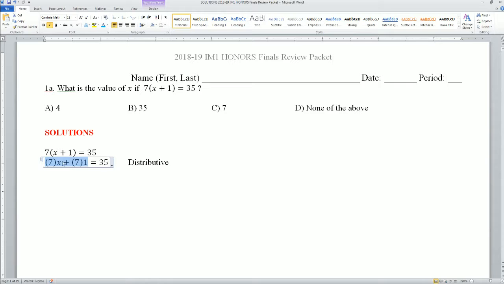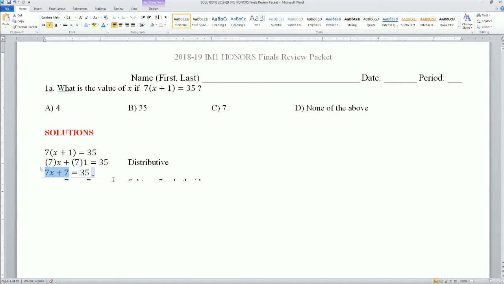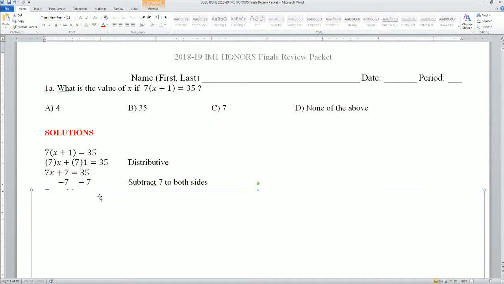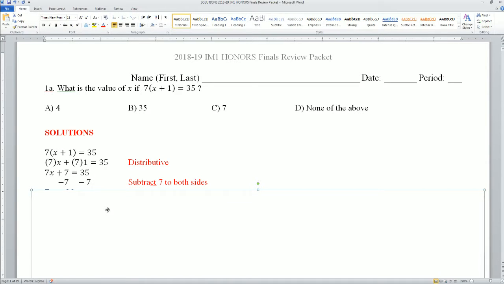Once you distribute the 7 to both terms, the x and the 1, it can be simplified. It looks like 7x plus 7 here on the left hand side. The right hand side of equals to 35 remains the same. To get x alone, you subtract 7 to both sides. That's the first thing you do after you distribute.